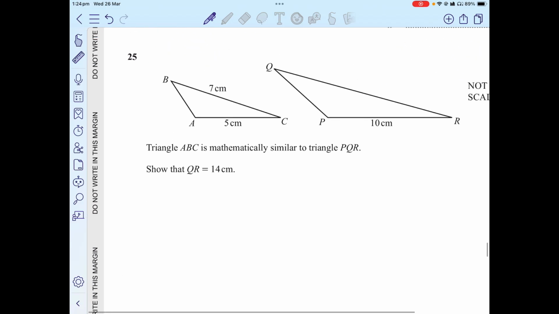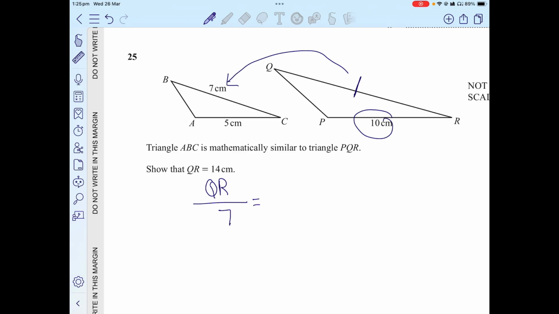Next up, we have question number 25, which says the triangle ABC is mathematically similar to triangle PQR. Show that QR is 14. We are trying to find the length of QR. What is the corresponding side of QR? It is 7 centimeters. On the other hand, one more length is given, which is 10 centimeters. And what is the corresponding one over here? It is 5 centimeters.